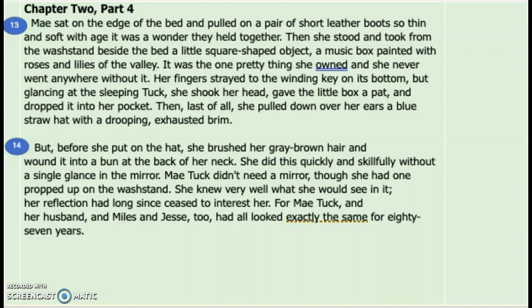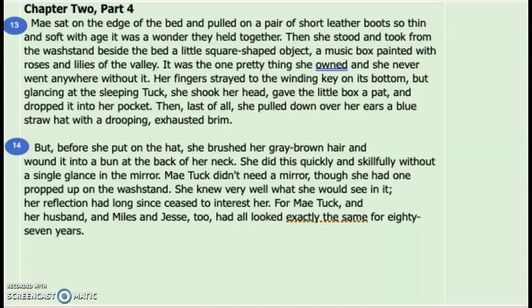Then, last of all, she pulled down over her ears a blue straw hat with a drooping, exhausted brim. But before she put on the hat, she brushed her gray-brown hair and wound it into a bun at the back of her neck. She did this quickly and skillfully, without a single glance in the mirror. May Tuck didn't need a mirror, though she had one propped up on the washstand. She knew very well what she would see in it. Her reflection had long since ceased to interest her. For May Tuck and her husband, and Miles and Jessie too, had looked exactly the same for 87 years.